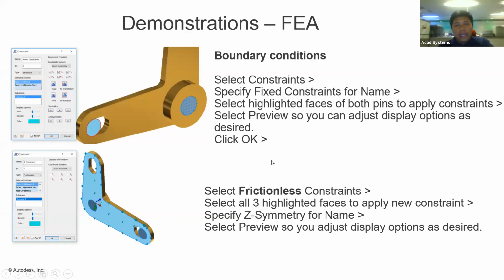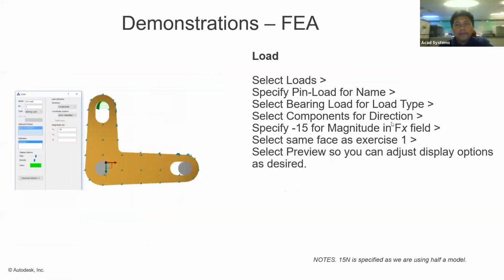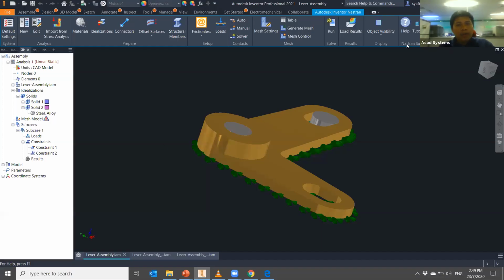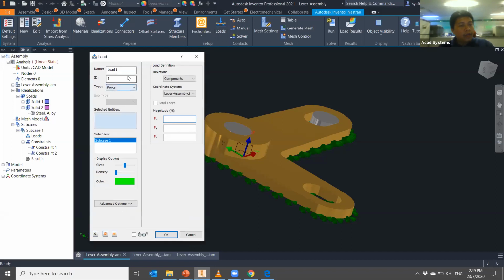All right, so the next step is about load. For this load, we try to use bearing load, which is a bit different compared to the normal load that you are using. To add a load, on the setup there will be a load button, click. Don't forget to rename. For example, this one, I want to put as a pin load. ID1 or any ID.